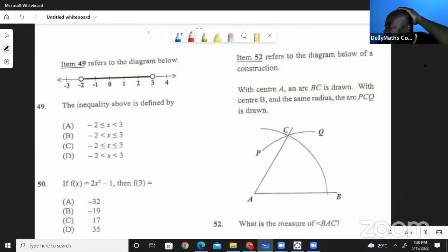People are putting in their answer for 49, I believe. So the inequality is defined by what? Now remember that we do use these markers. If the marker is not shaded, then it's going to be a less than or a greater than. There's not going to be a bar underneath it, because we have an open end here. So x is less than 3, and x is greater than -2. That's what we're looking for.